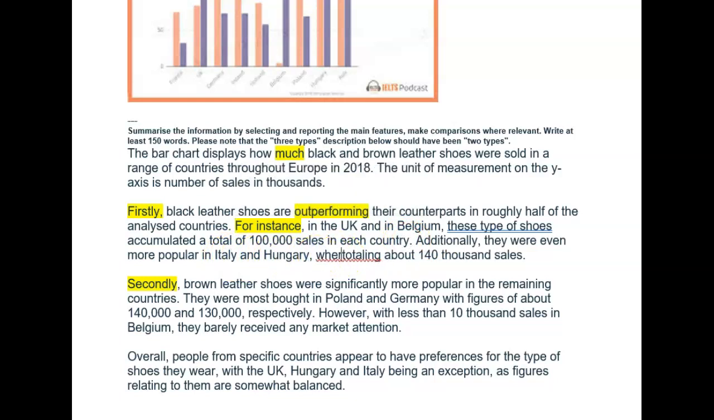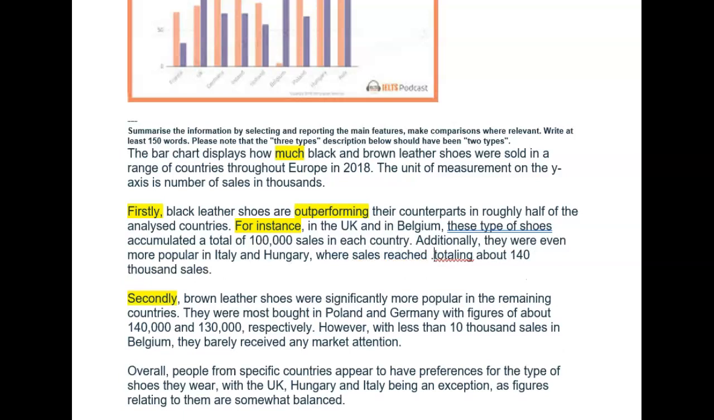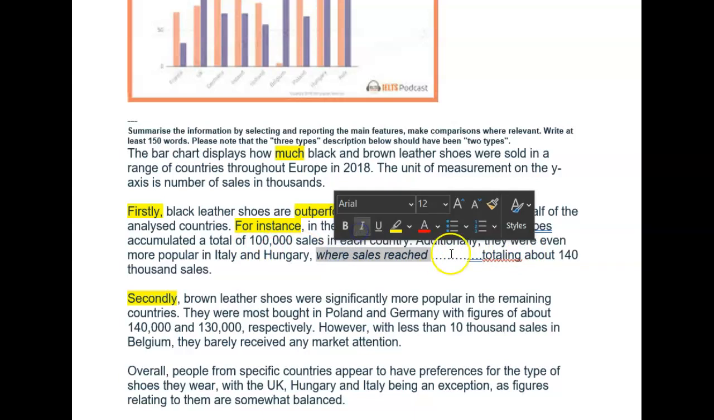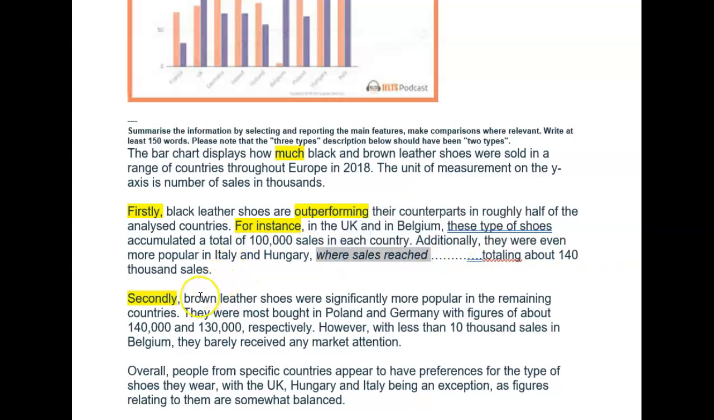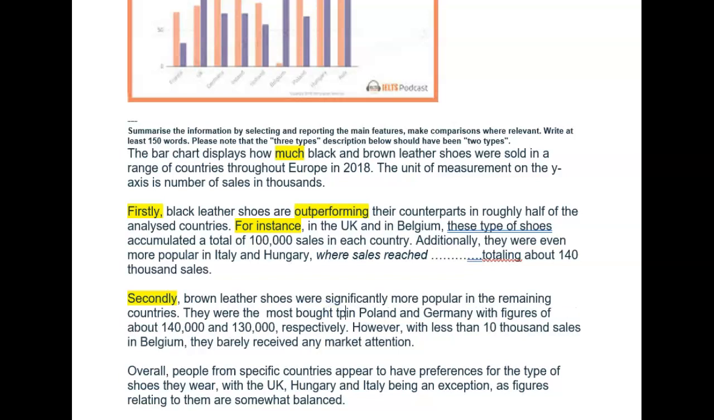where sales reached. Okay? So rather than putting total and then totaling, vary your language. You still need to show me good language where sales reached. Okay? Brown leather shoes were significantly more popular in the remaining countries. They were the most bought type. Nice superlative.